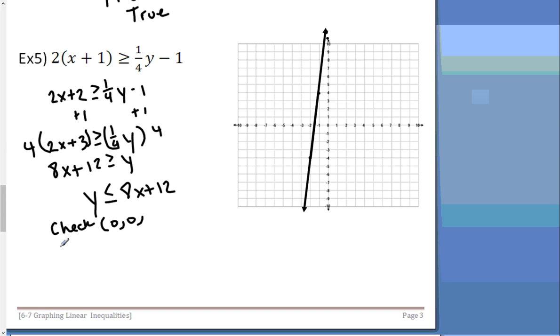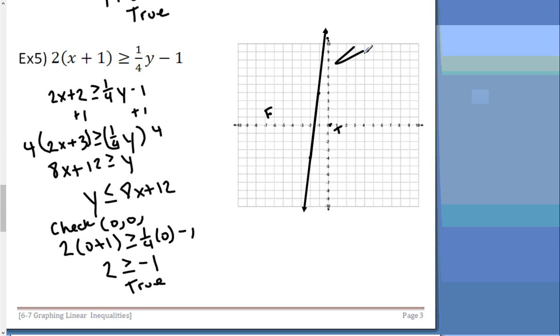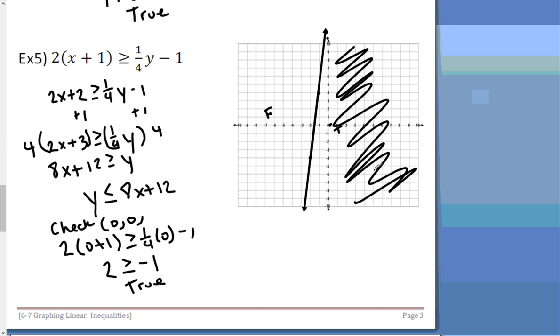But almost always 0, 0 is not on the line, so you can check 0, 0. So let's put that in there. 2 times 0 plus 1 should be greater than or equal to 1/4 of nothing minus 1. Well, 0 plus 1 is 1, times 2 is 2, so we have 2 is greater than or equal to -1, which is true. Which means 0, 0 is true. That makes these false, so this is the side I shade. All this over here, right?